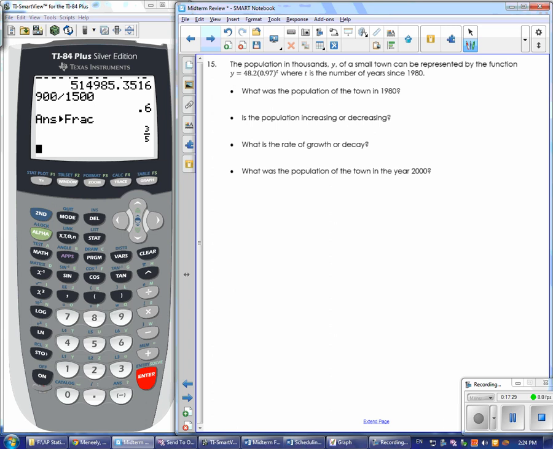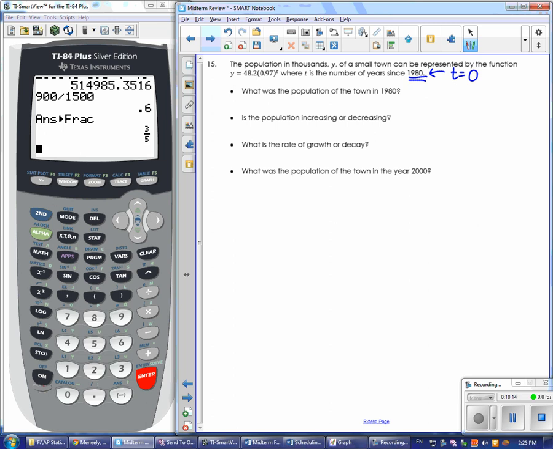Okay. Number 15 is a problem you can use your calculator on. This is an exponential situation. The population in thousands, which we're going to represent with the variable y, of a small town can be represented by the function y equals 48.2 times 0.97 to the t power, where t represents the number of years since 1980. So when I'm using dates like this, I'm using 1980 as my reference year. If t represents the number of years since 1980, it means that 1980 corresponds to when t is 0. So when I'm thinking about my years, I'm not going to be entering in 1981 or 1982. I would be entering in t equals 1 or t equals 2.